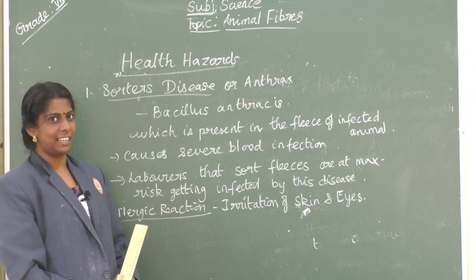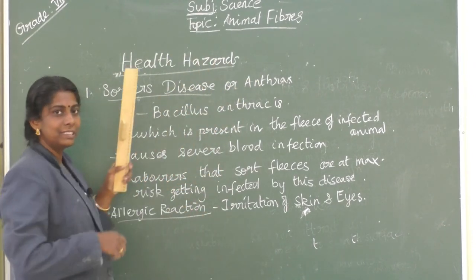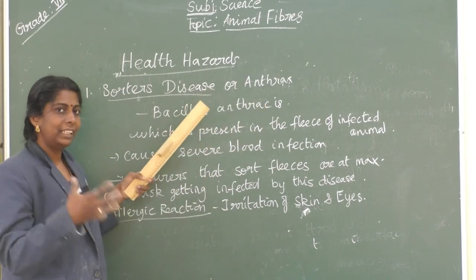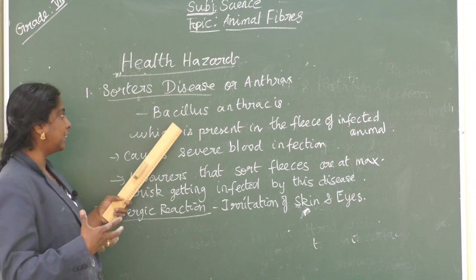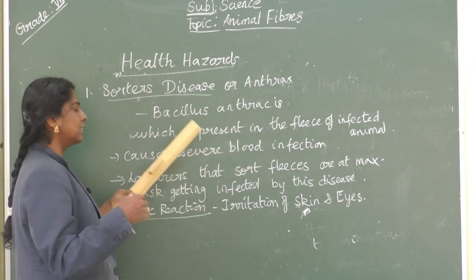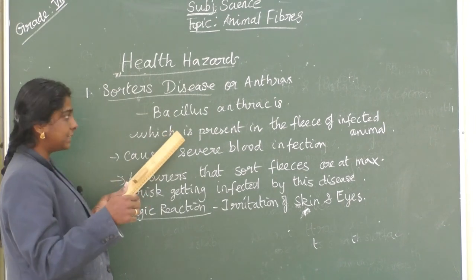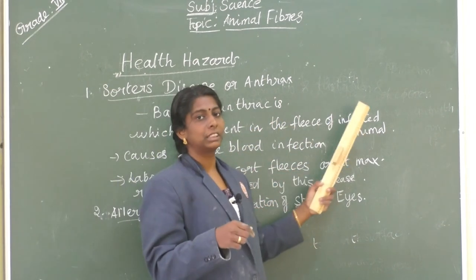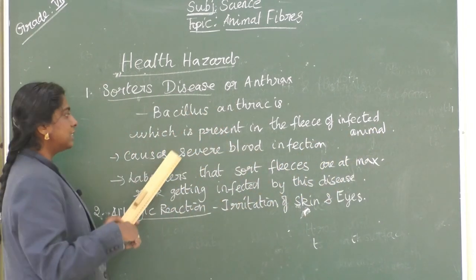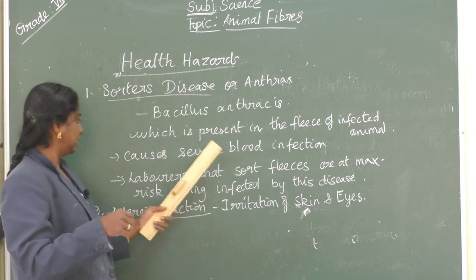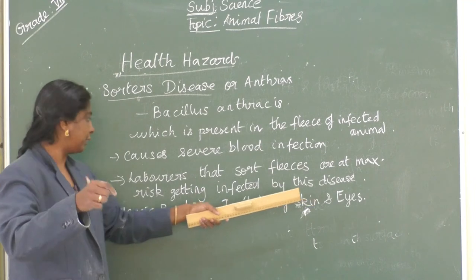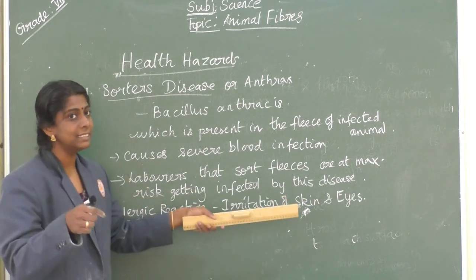About health hazards. Okay, so here the first one is Sorter's disease or anthrax. So it's basically an infectious disease which is caused by the bacterium Bacillus anthracis. This bacterium will be present in the fleece of infected animals. It causes severe blood infection. And then laborers that sort fleeces are at maximum risk of getting infected by this disease.